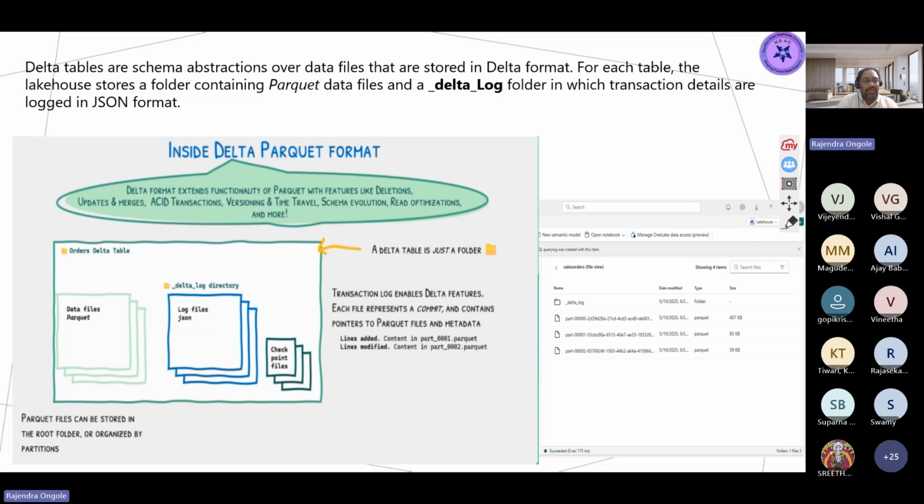The Delta format has very detailed functionality and features. As I said, it supports deletes, updates, and even merge operations, along with ACID transactions, which stands for atomicity, consistency, isolation, and durability. Along with that, time travel is also supported in the Delta Parquet file format. On the right-hand side is how a stored table looks on the file system.